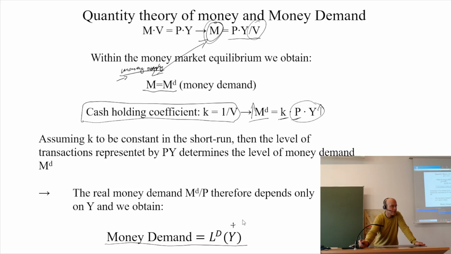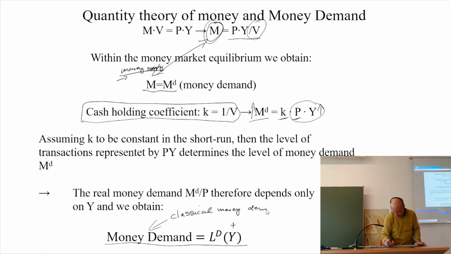So here we have also a positive dependence of money demand and income. And this is the so-called classical money demand function.